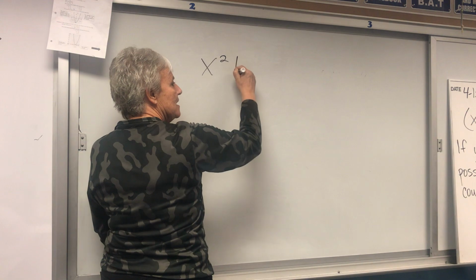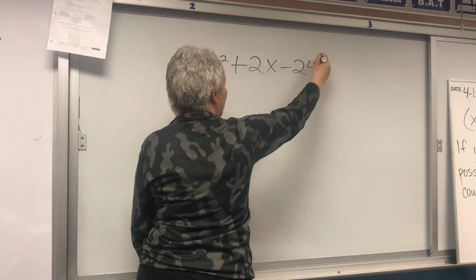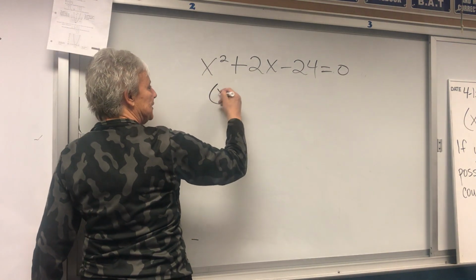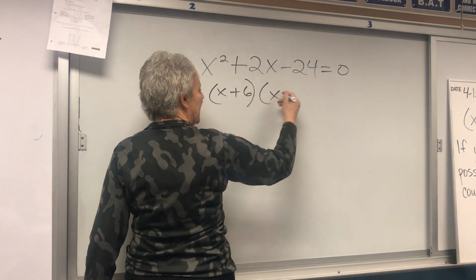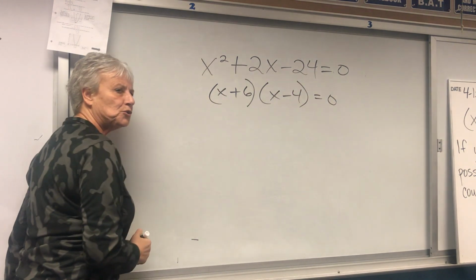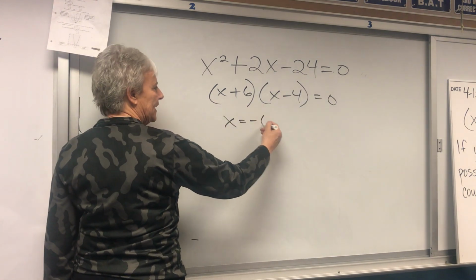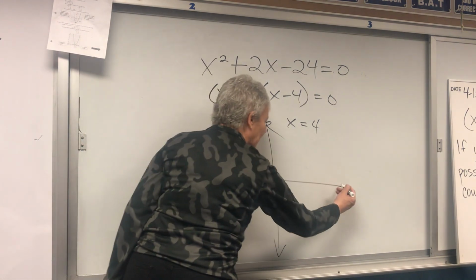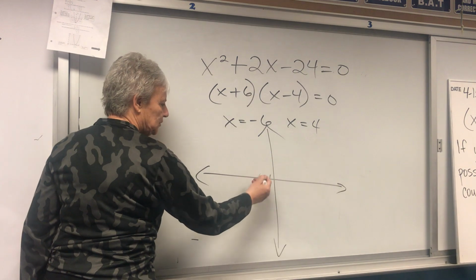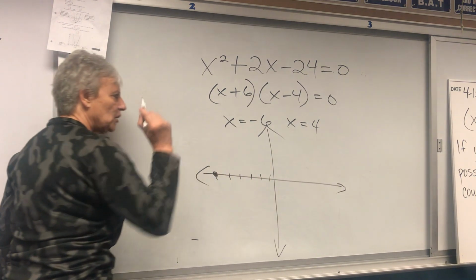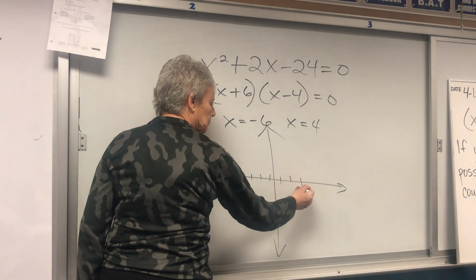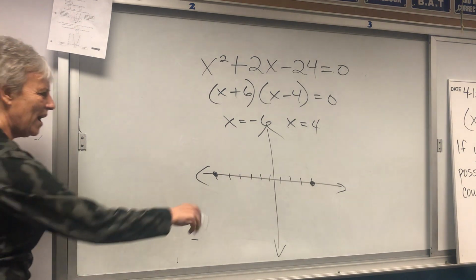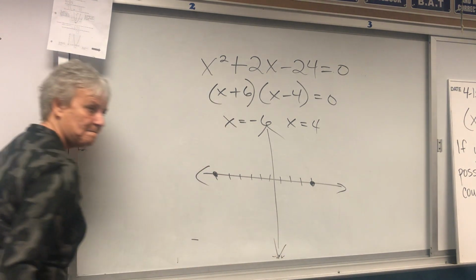Okay, x squared plus 2x minus 24. Let's make that equal to 0. This is number 2. And then when we factored it, we have x plus 6, x minus 4. What are the two solutions? x equals negative 6 and x equals positive 4. Let's see all the things we know now. We know 1, 2, 3, 4, 5, 6, that it crosses here. 1, 2, 3, 4, and it crosses here. What's the y-intercept? Negative 24.